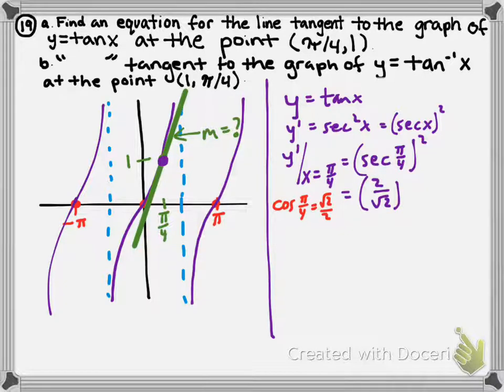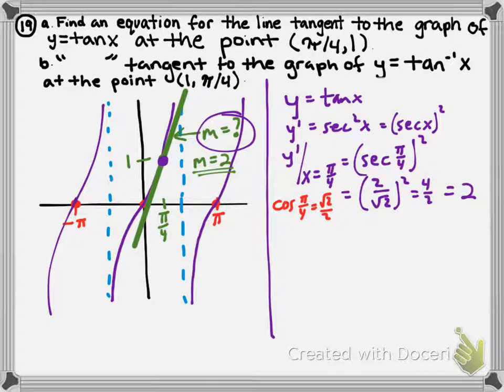And when we square that, we get 4 over 2, which is 2. So we know that the slope right here, this is the slope we were looking for, we know the slope is 2. Right there. We knew it was a positive number, but the slope is 2 because of what we just figured out.